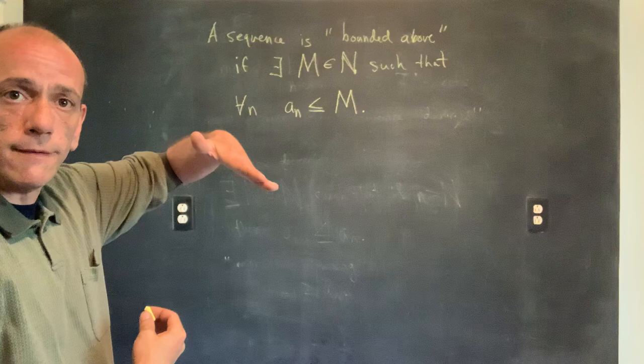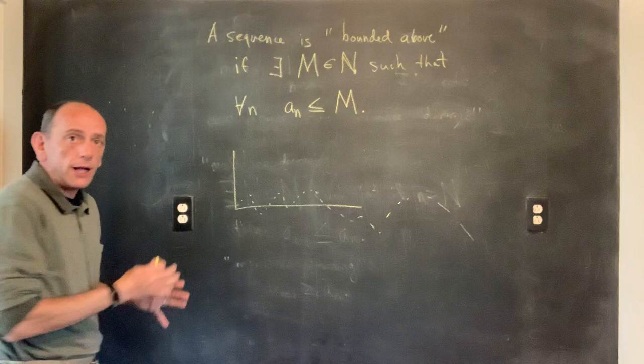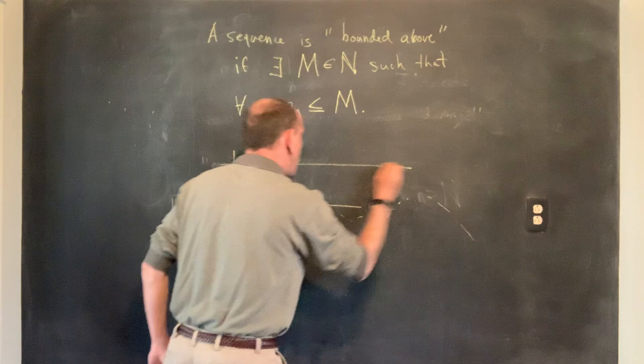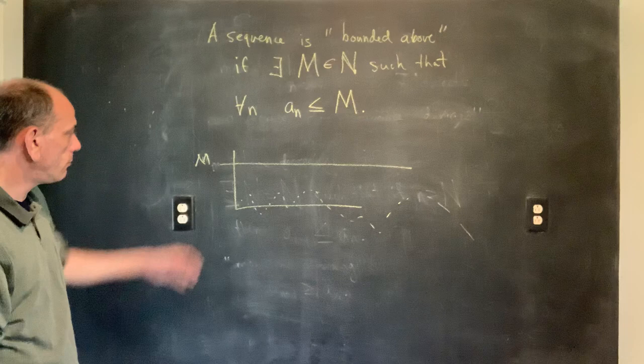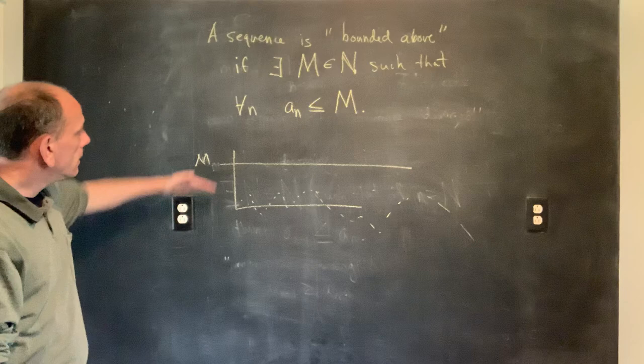So we're saying, maybe this sequence does all kinds of stuff, who knows, whatever. But there exists some M in the natural numbers, some positive integer, that's always greater than all of those terms. Greater than or equal to is fine, but usually we can find one that's greater. Then we say that that sequence is bounded above.